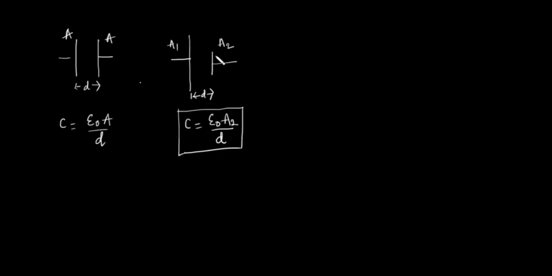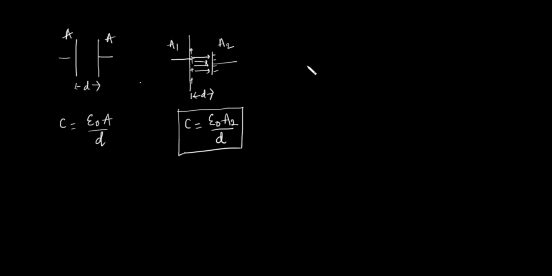Say here you have positive charge and here negative charge; this negative charge will be holding this positive charge, so the electric field is uniform here. That's the reason why we take only this area. So C is equal to epsilon naught A2 by D.